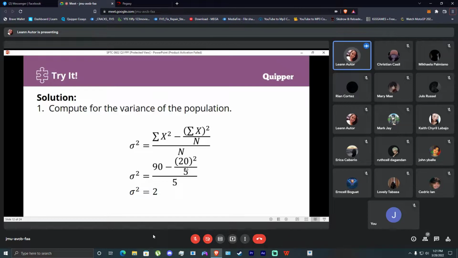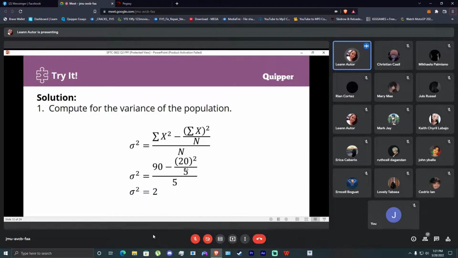So, I'll ask you, right after solving for the population variance, what's next? We're going to solve for the variance of the sampling distribution of the sample mean. Okay. Using the formula. Okay.